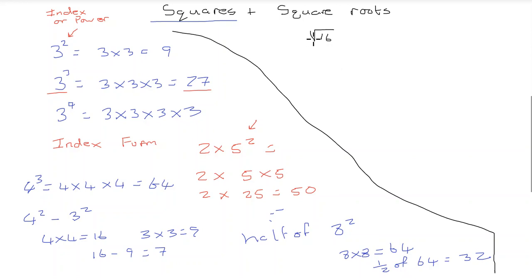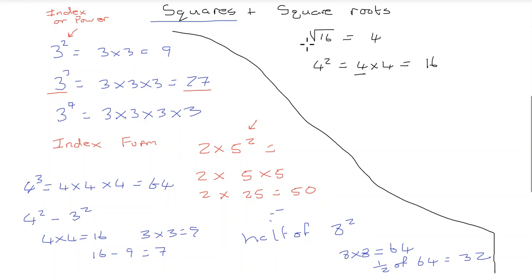So what this is looking for is a number that when you multiply it by itself will give you 16. The square root of 16 is equal to 4. What that means is that 4 to the power of 2 is 4 multiplied by 4, which is equal to 16. So 4 is what's known as the square root.